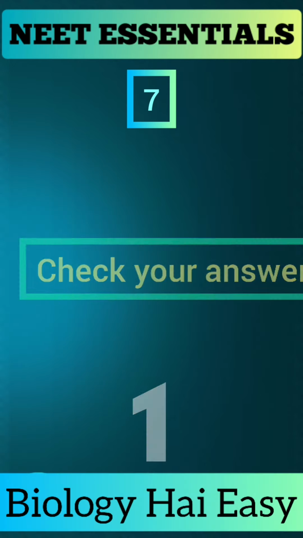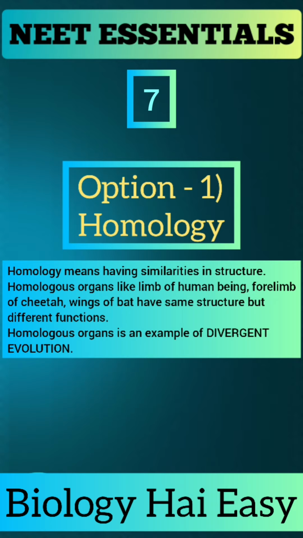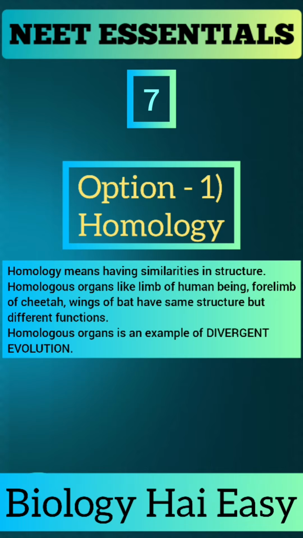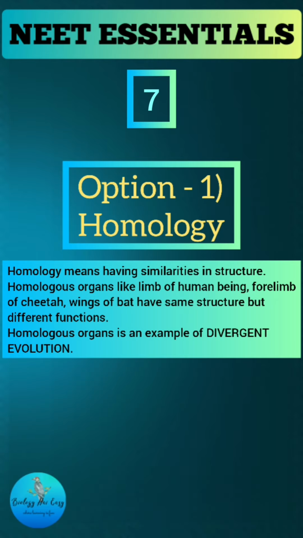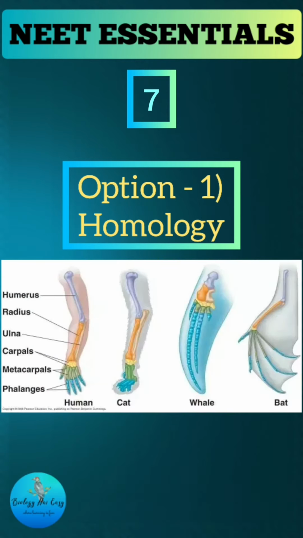And the answer is homology. Homology means having similarities in structure. Homologous organs like limb of human being, forelimb of cheetah, wings of bat have same structure but different functions. Homologous organs are an example of divergent evolution. Here is a picture.